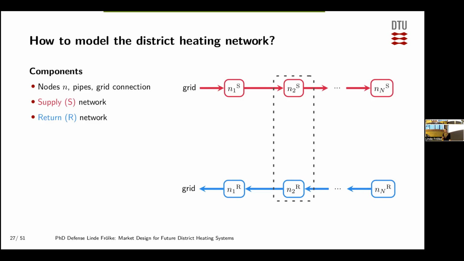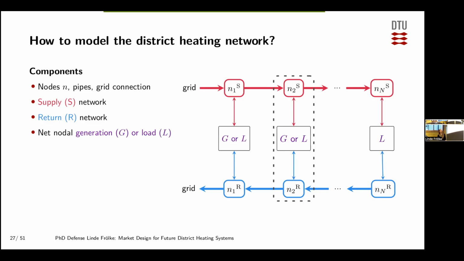A node can be a net load or a net generator, and that depends on the flow direction in this node. If the flow is from the cold side to the warm side, then this node is heating up this water, so it's a generator. And if the flow is reversed, it's a load. We are assuming a radial network and also unidirectional flow in the pipelines, which is very common for existing district heating systems. But the flows within the nodes can be bidirectional.